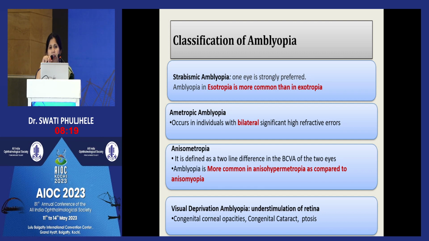Ametropic amblyopia is seen whenever there is bilateral high refractive error in both eyes. And anisometropia is basically a difference of refractive error between the two eyes. And visual deprivation amblyopia is the one where you have understimulation of the retina, like in cases of congenital ptosis, congenital cataracts, or congenital corneal opacities.